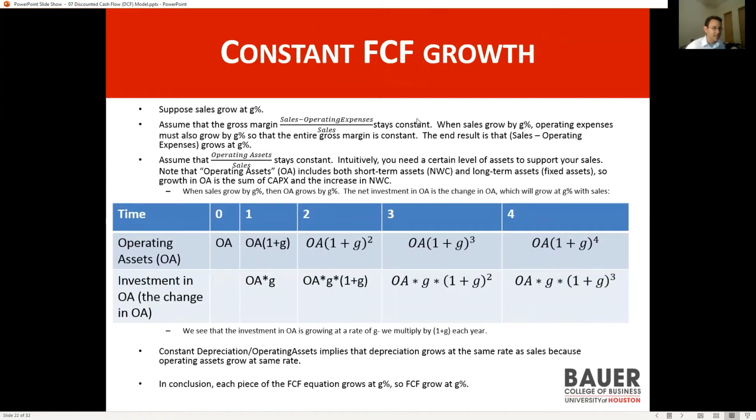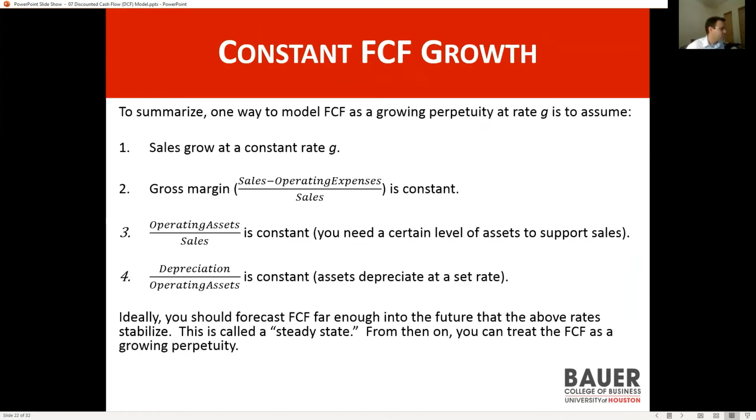This is telling you exactly what it means and showing you that if everything gets linked to sales, then each ingredient of the free cash flow formula is going to be growing at the rate that sales grows at. We'll summarize with these bullet points. You can model a constant growth in free cash flows if you assume that sales are going to grow at a constant rate G. You have a constant gross margin.